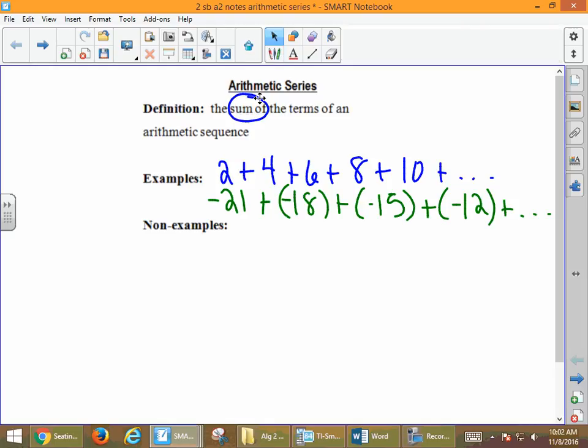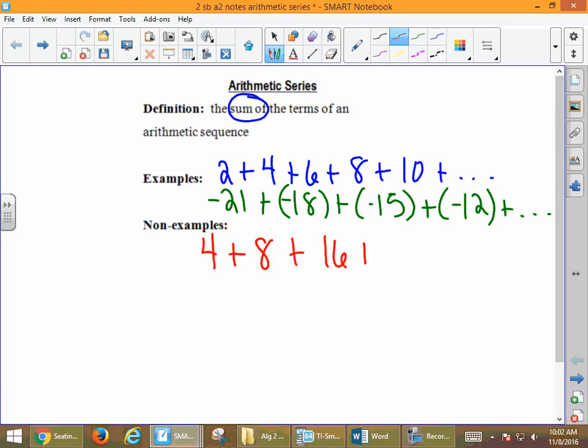And we could still, with our non-example, write a series. We had 4, 8, 16, 32, 64. It's not an arithmetic series, but it is a series, and we can still add those values together. But one last time to stress, when we're working with the series, we're adding the values in our list together, and the sequence is just a list.